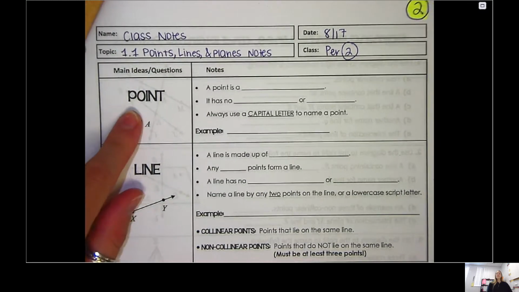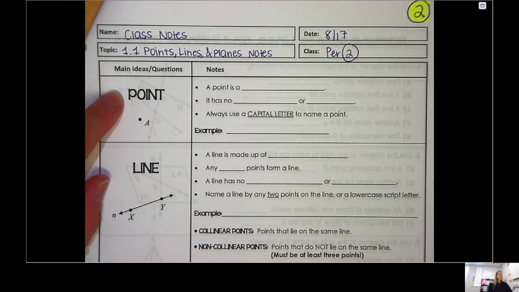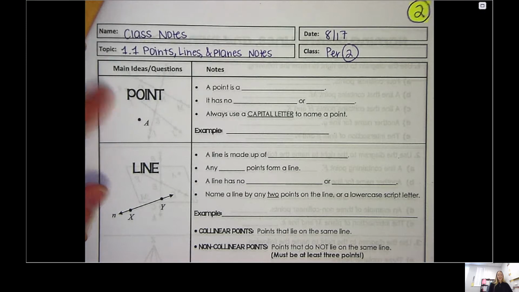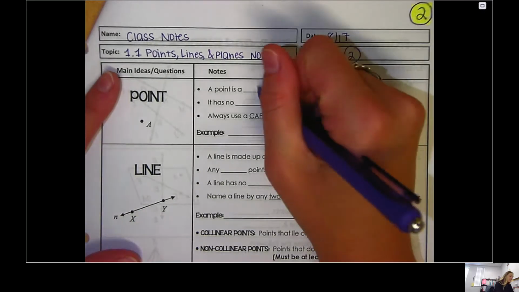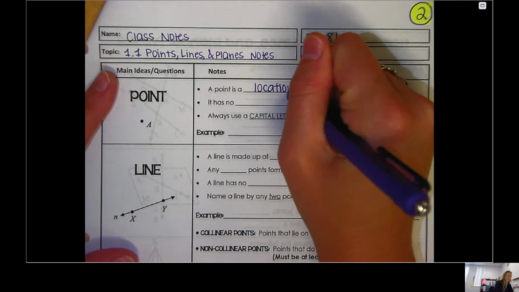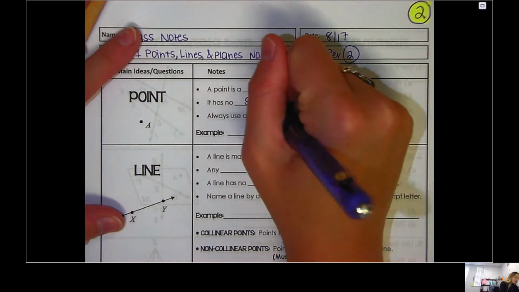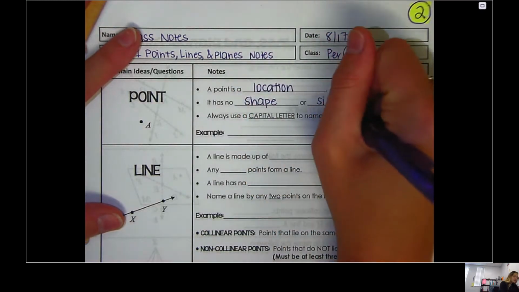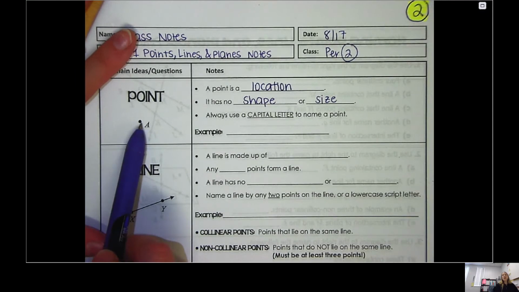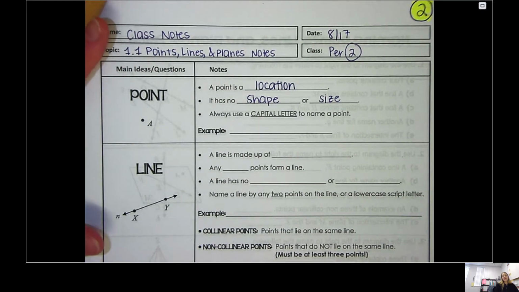All right, so my first term is called a point. I'm sure you've seen a point before. A point is a location. Okay, so it's how you find something, it's where it's located. Just a place is a point. A point has no shape or size. No shape or size, which means you could make your point really big. You can make your point really small when you're drawing it. It doesn't really matter. It doesn't have any type of specific shape or size.